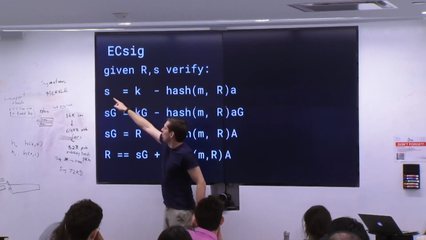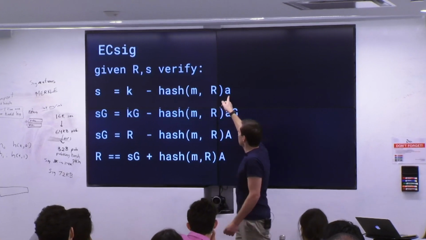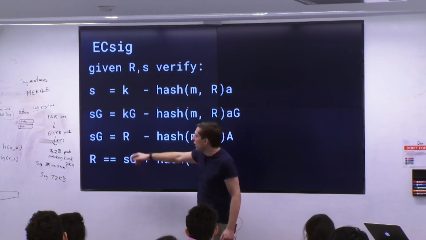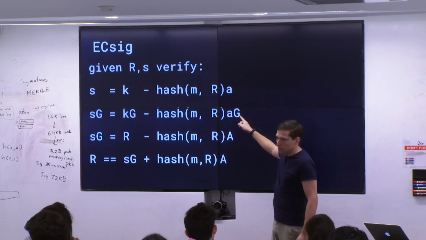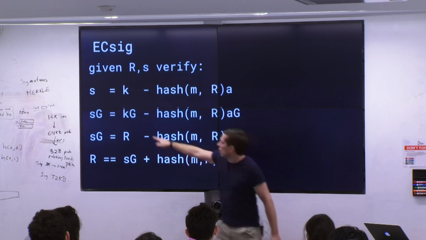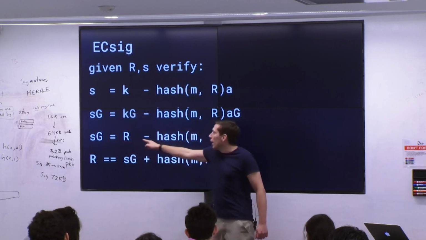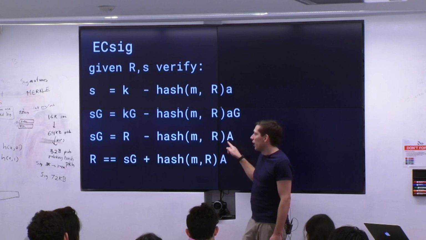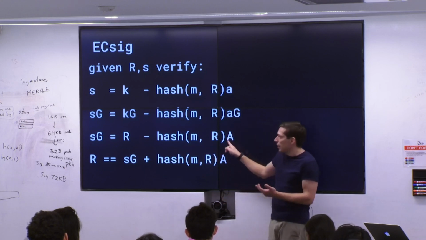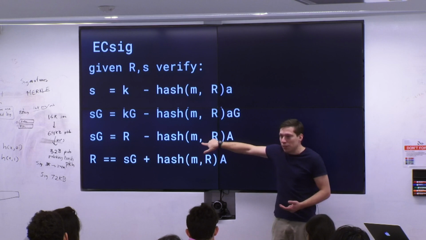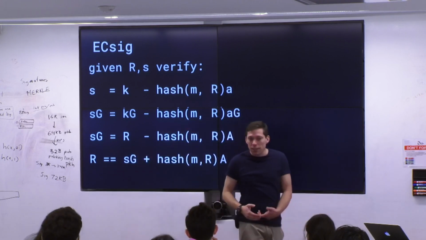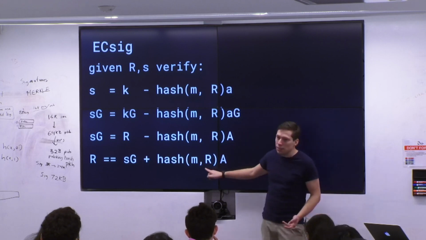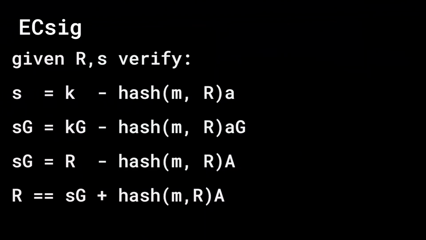So I want to verify that this equation was used: S equals K minus this hash times little a. Multiply both sides by G, I get S times G equals K times G minus the hash thing times little a times G. This is big A, this is R. Now I know everything here as the verifier, right? I know what S times G is, I know what R is, I know what big A is, I know what's going into this hash function. And so I rearrange it a little and say, is R equal to this? If it is, that's a good signature. If it's not, it's not a good signature.